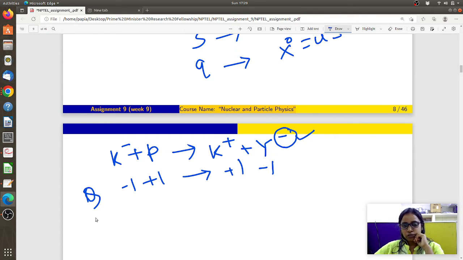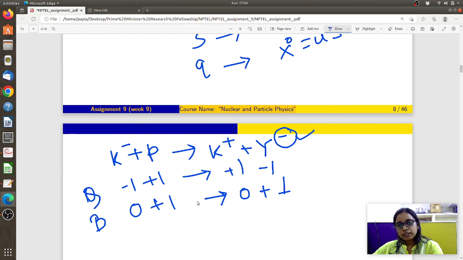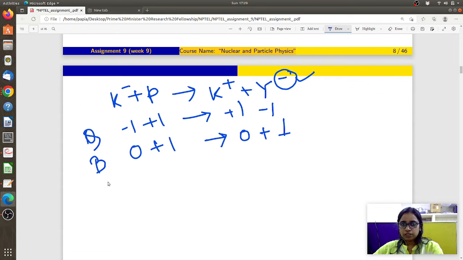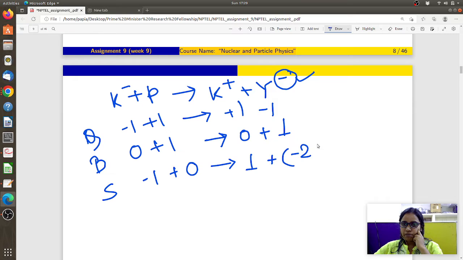Fine. Then we will go to the baryon number. K minus is not a baryon, but proton is a baryon, and K plus is also not a baryon, but obviously Y will be a baryon. Then the strangeness number. K minus has a strangeness number of minus 1, P does not have any strangeness, so 0, and K plus has a strangeness number of plus 1, so we need Y's strangeness as minus 2, because 1 minus 2 will be minus 1.